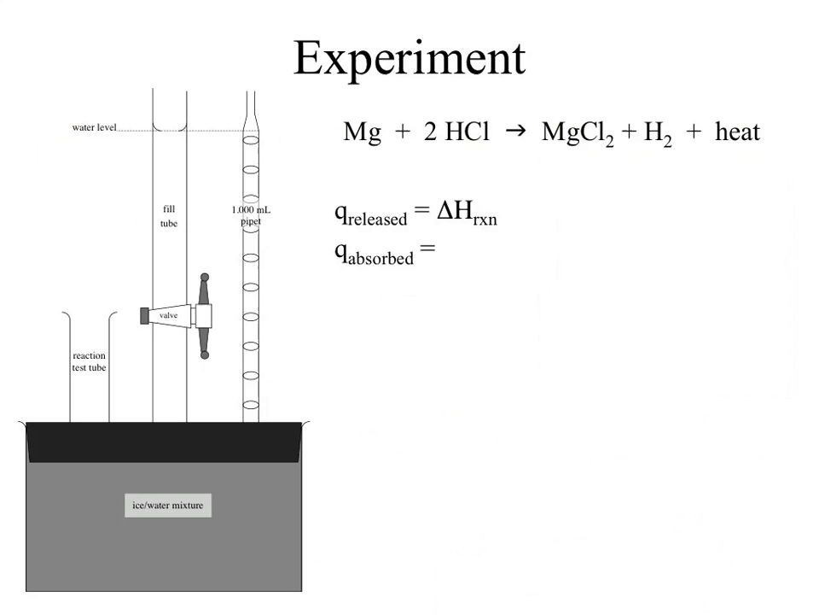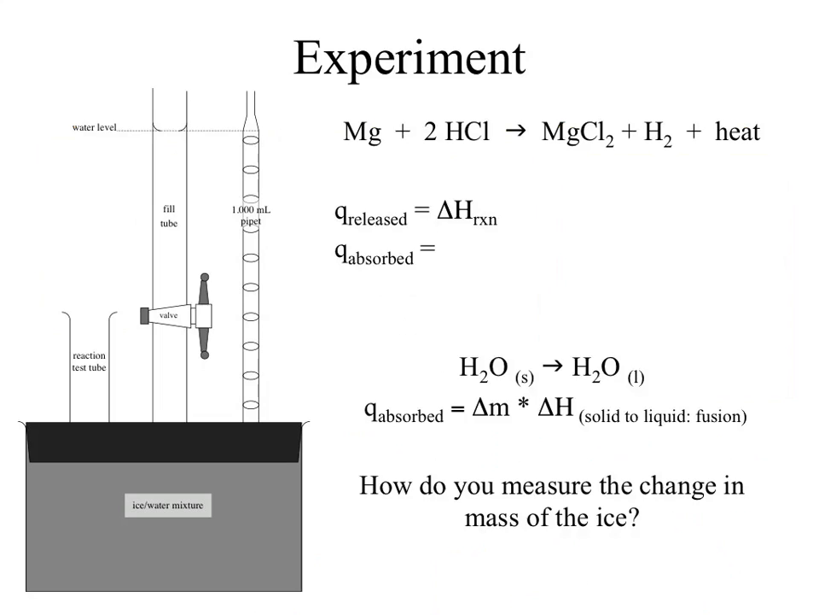So we just talked about some of these heat terms. Our heat released is going to be equal to the delta H for your reaction. Our heat absorbed is the change in mass times the delta H of fusion. Okay? So how do we measure that mass of ice? So here's our experiment. We've got an idea of what we want to do for our calculations.